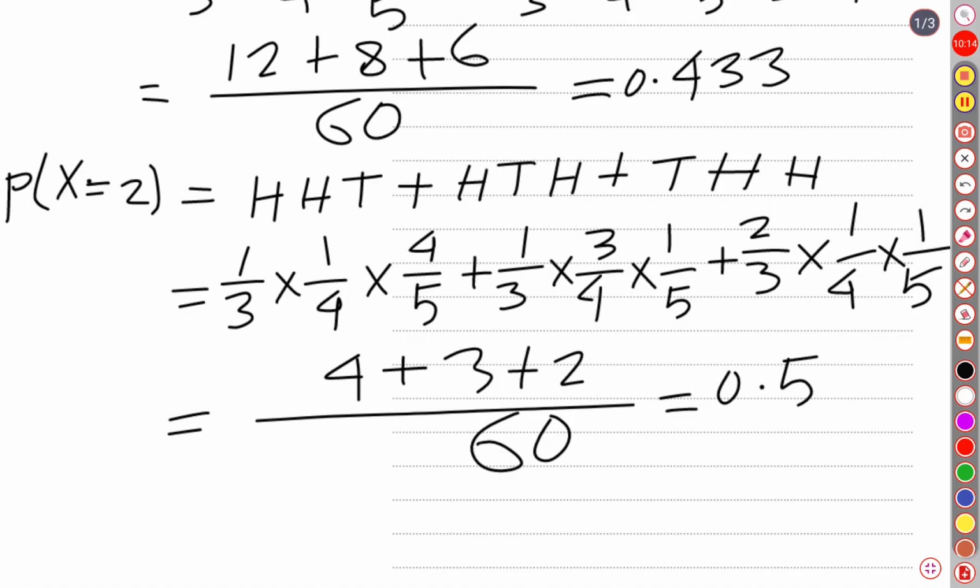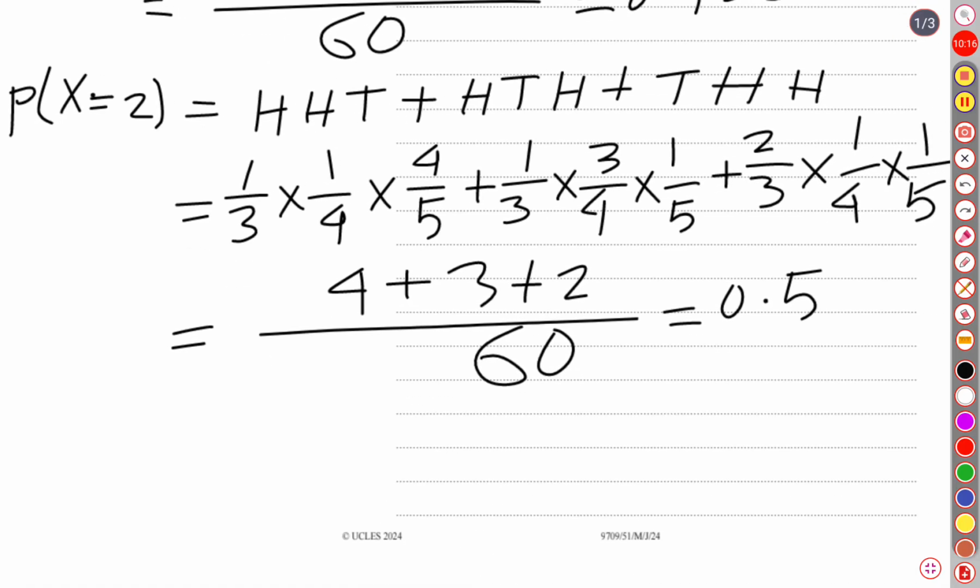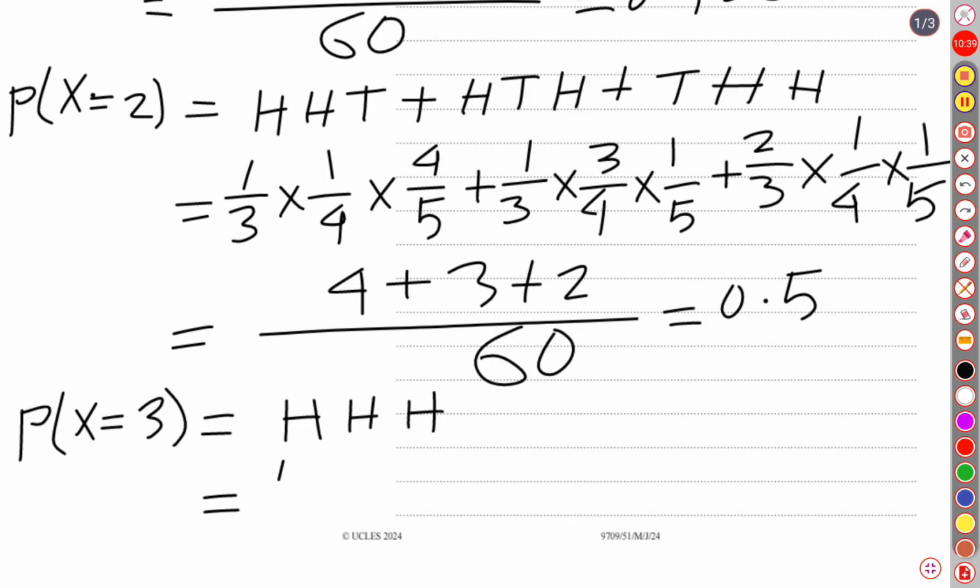So the final case, if all three are heads, then what will be the probability? X equal to 3. The x is the number of heads, so there are three heads. For three heads, actually it is H, H and H. All three are head, and there cannot be any other options for three heads, which is equal to first head is 1/3, second head is 1/4, and probability of third head is 1/5.